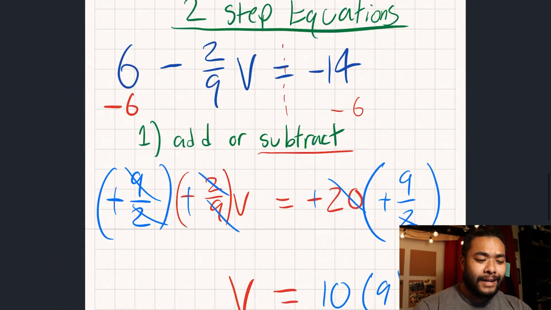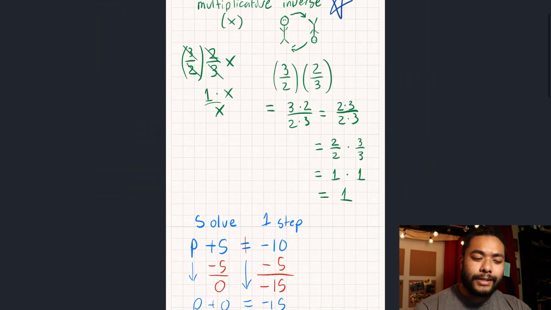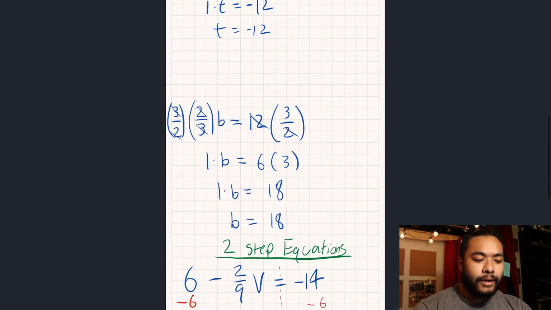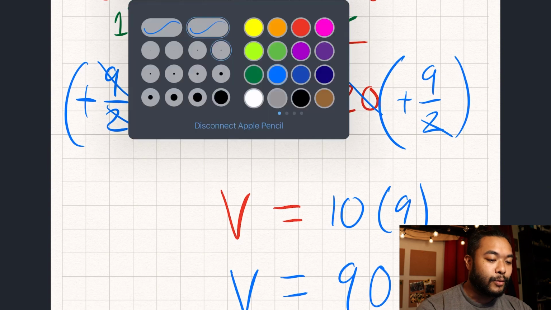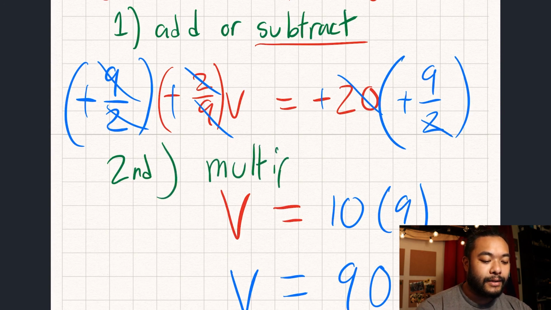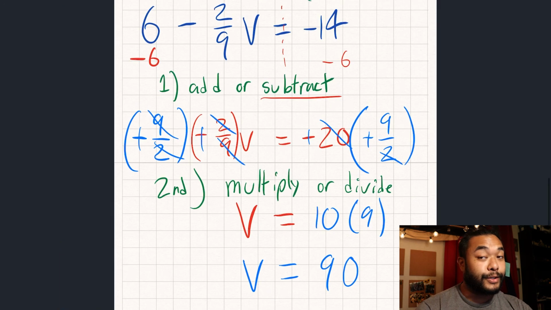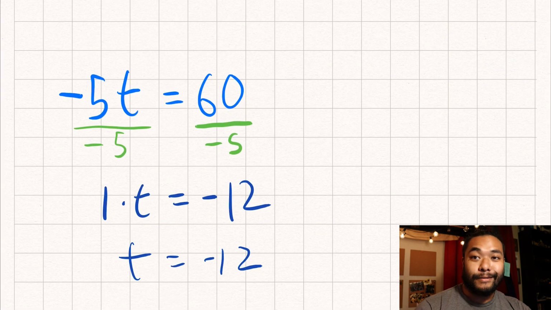Okay, I think those are probably some of the best examples I could give. Go over these. Try some yourself. And remember, the first step is add or subtract. The second step, whoops, didn't say it. Second step, after you add or subtract and get everything else besides the variable over, multiply or divide. Either the reciprocal or like we did here with negative 5t equals 60. We divided by negative 5 because it was negative 5 times t.